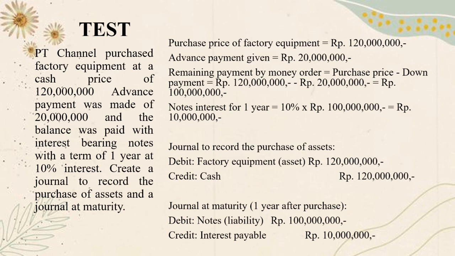So the journal to record the purchase of the asset is in debit, factory equipment as an asset, and credit cash. The amount is 120 million. And the journal at maturity, 1 year after purchase, is in debit notes as a liability, and credit is interest payable. The amount is 100 million.